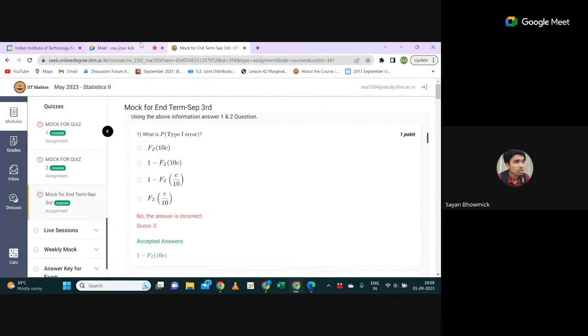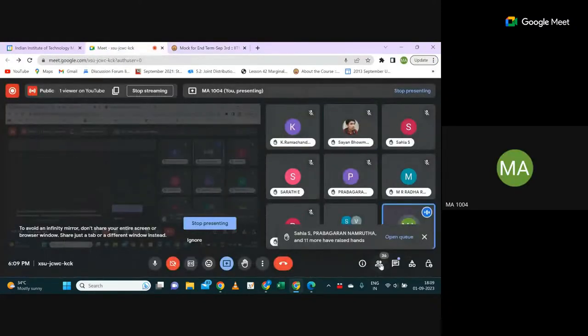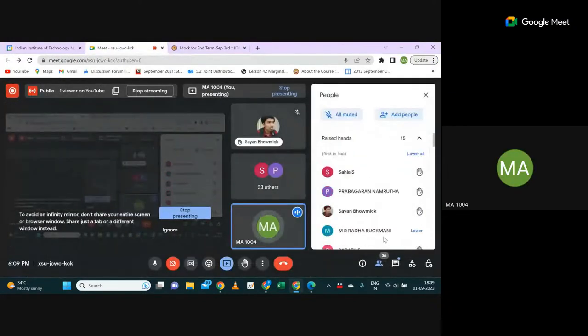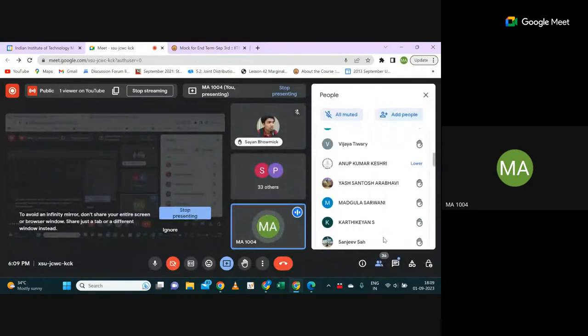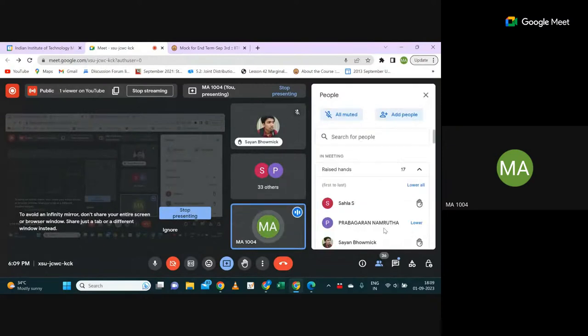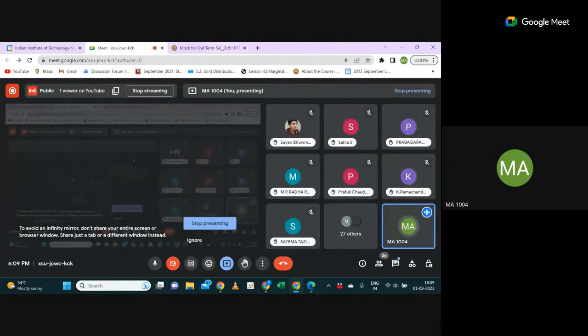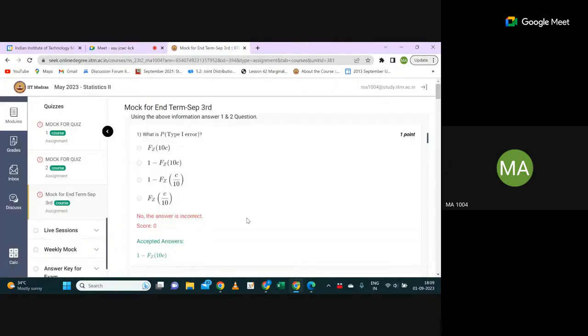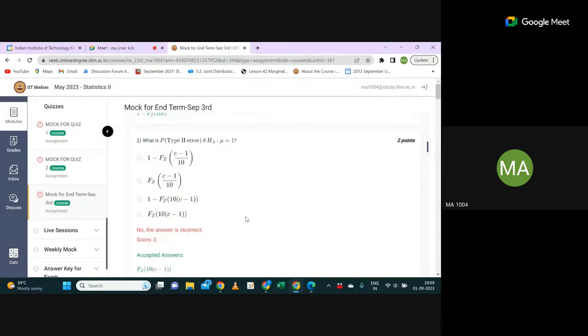So we have raised hands. Okay, I can see some 15, 16, 17 of you have got the correct answer. Great. If there will be a question related to this, you will be able to solve it, I'm hoping. Okay. So next is, what is the probability of type 2 error if the alternative is mu equal to 1?